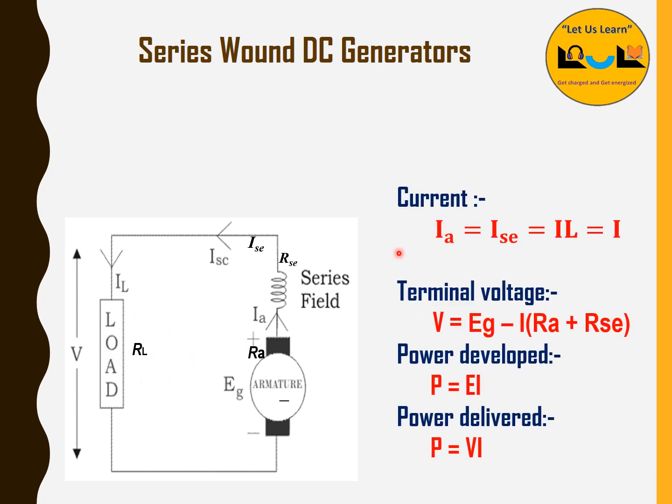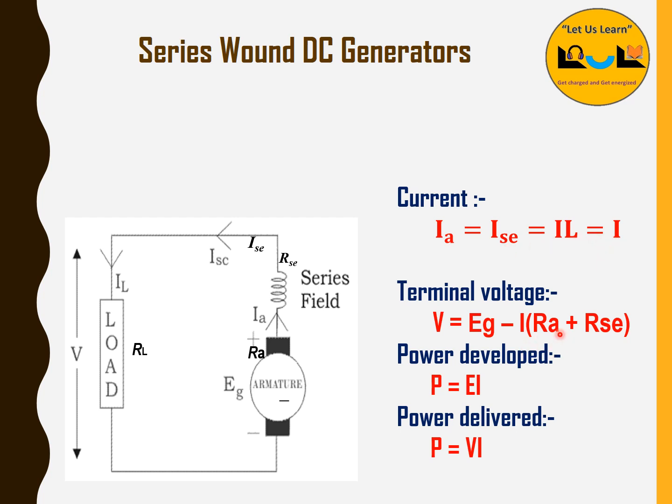Now the current relation. The armature current is equal to the series field current and the load current, because the armature, series field and load, all three are connected in series. So IA is equal to ISE, which is equal to IL, which is equal to the applied current. Then the terminal voltage: V is equal to EG, the EMF in the armature, minus IA RA, armature current and armature resistance, minus ISE RSE, series field current and series field resistance.